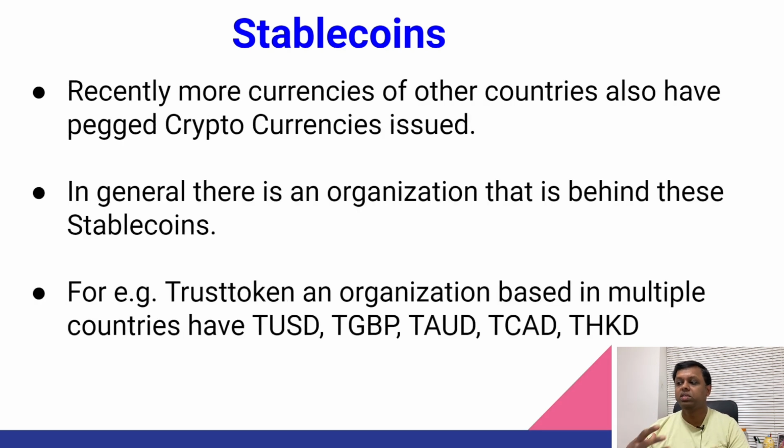How does it work? Recently, other countries' currencies have also been pegged, and more and more currencies are coming out as cryptocurrencies or stablecoins. In general, there is an organization that stands behind it, holding these currencies in their bank account, and then they are able to issue a corresponding cryptocurrency for it. For example, TrustToken is a huge organization, and recently they've launched stablecoin cryptocurrencies in USD, GBP, Australian dollars, Canadian dollars, and Hong Kong dollars. So it has launched 5 or 6 stablecoin cryptocurrencies, called TUSD, TGBP, and so on. TrustToken is gaining popularity these days.